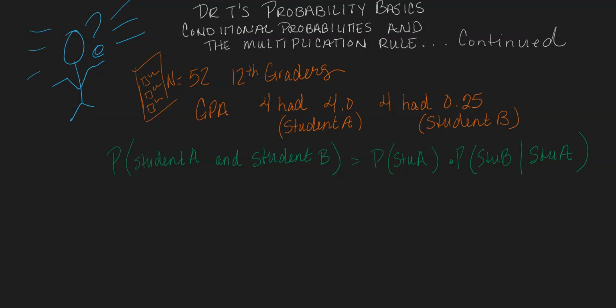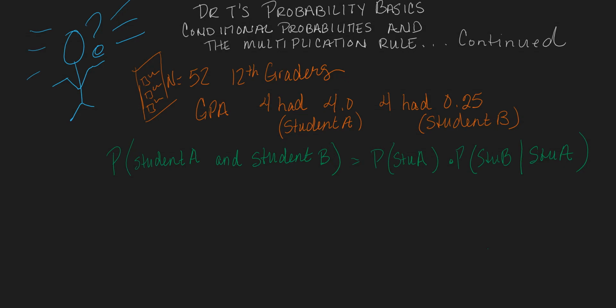This Dr. T's Probability Basics video is the continuation of conditional probabilities and the multiplication rule. So picking up where we left off, we're talking about the multiplication rule, and we imagine we've done a survey of 52 12th graders. 4 of those had a 4.0 GPA. This person we're calling student A.